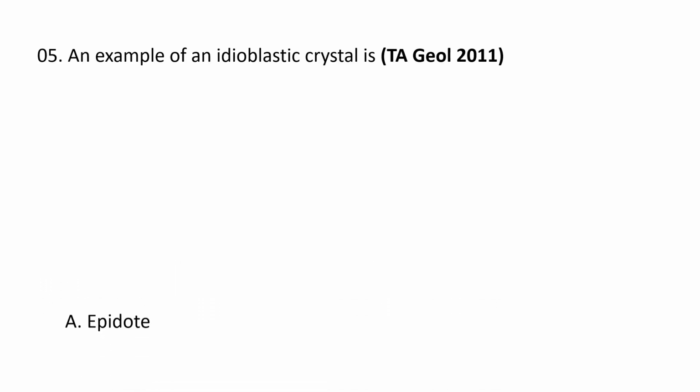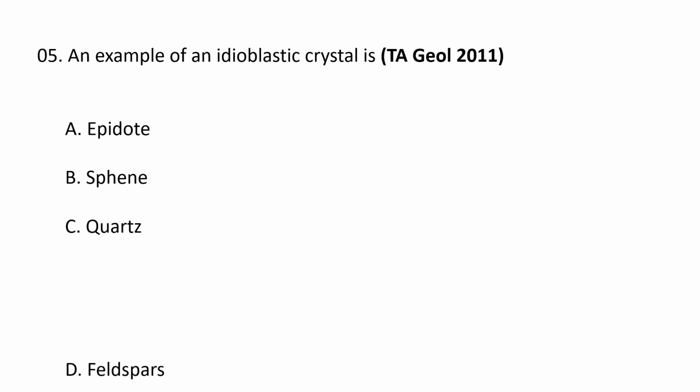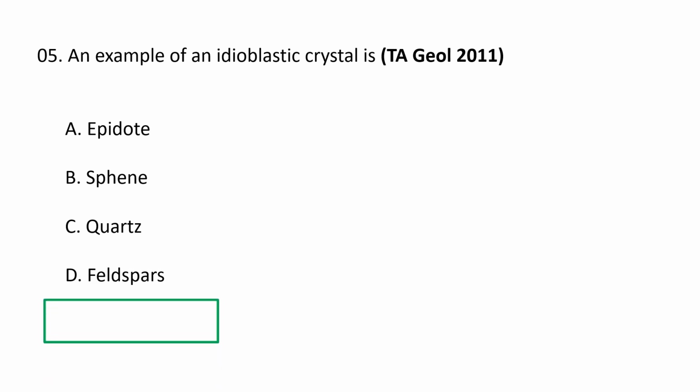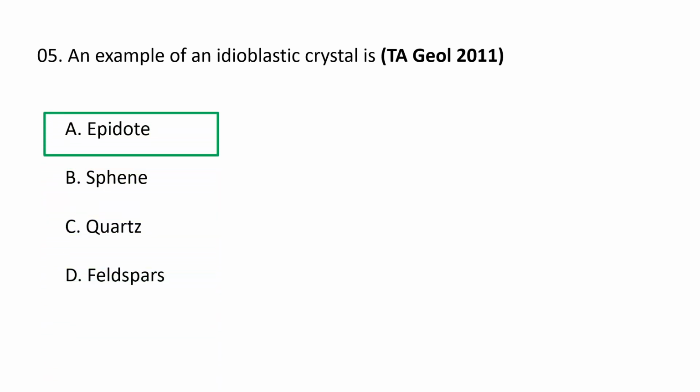Next question. An example of an idioblastic crystal is A. Epidote, B. Sphene, C. Quartz, and D. Feldspars. So the correct option is A. Epidote. Epidote is often considered an idioblastic crystal, meaning it tends to develop well-defined crystal faces, and that can be observed as distinct and well-formed crystals within a rock, particularly in metamorphic settings where it commonly occurs within a prismatic habit.